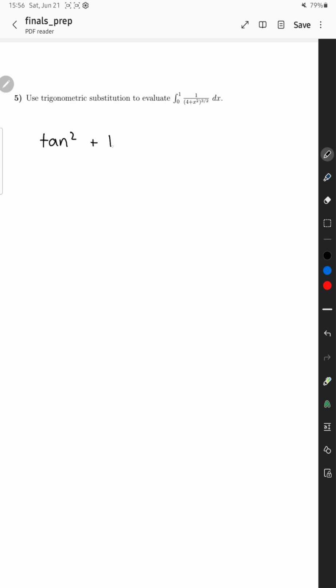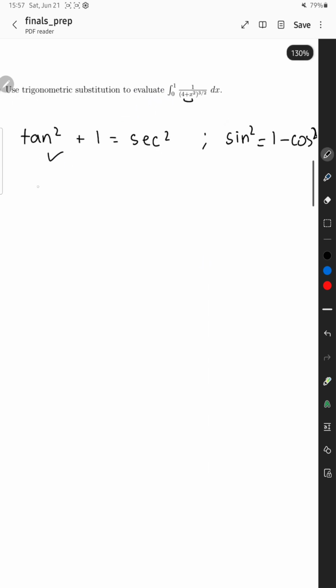Tan square plus 1 is secant square. You can see some sort of tan square thing coming from here, because it cannot be this one, because sine square plus cos square is 1. Sine square equals 1 minus cos square, and cos square equals 1 minus sine square. This is more reminiscent of this formula. So we'll use this sort of a substitution.